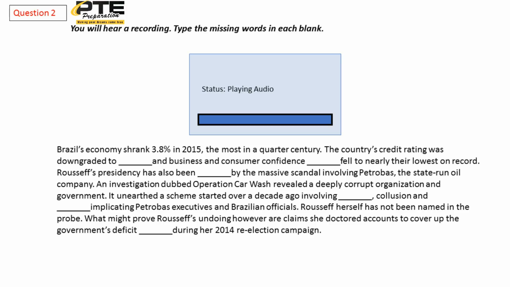An investigation dubbed Operation Car Wash revealed a deeply corrupt organization and government. It unearthed a scheme started over a decade ago involving bribery, collusion, and kickbacks implicating Petrobras executives and Brazilian officials. Rousseff herself has not been named in the probe. What might prove Rousseff's undoing, however, are claims she doctored accounts to cover up the government's deficit woes during her 2014 re-election campaign.